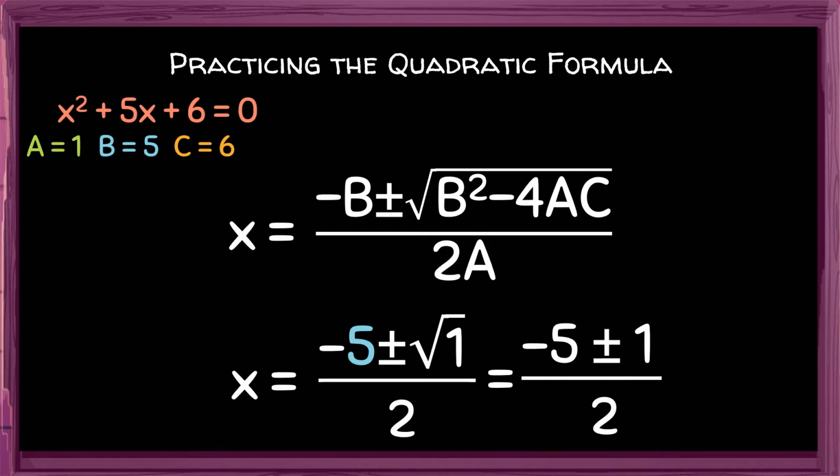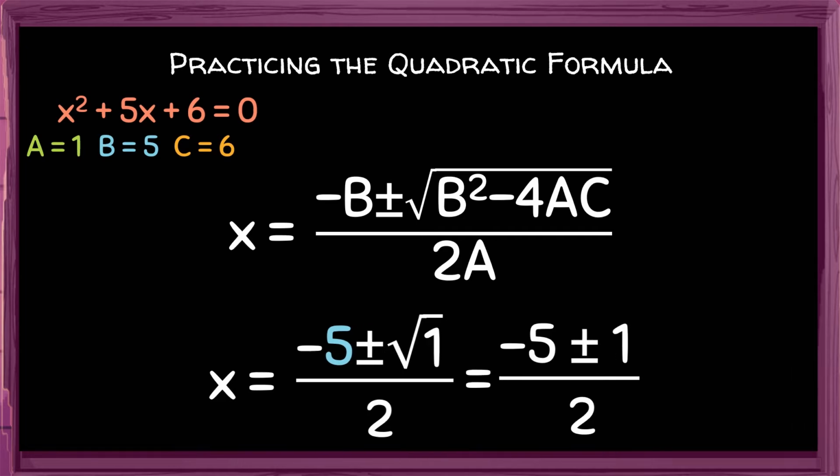Now we just need to calculate the answer. Does anyone remember how we solve equations that have this plus or minus sign in them? Ooh, I know. We make 2 separate equations. One equation uses the plus number. The other equation uses the minus number. Then we solve them separately. Excellent, Codette. Let's do that.